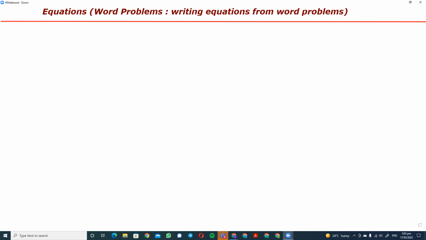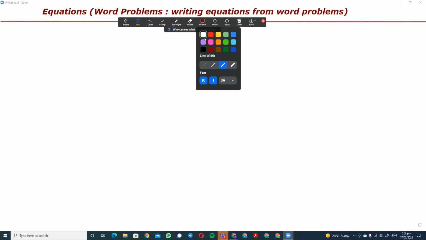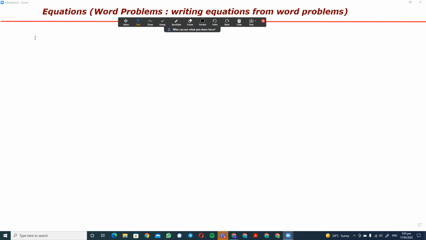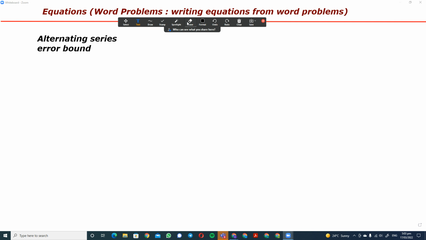All right, let's start with a simple example. I'm going to start with a simple example like this. Okay, maybe not that one. 1 second. All right, I'm going to type it out.